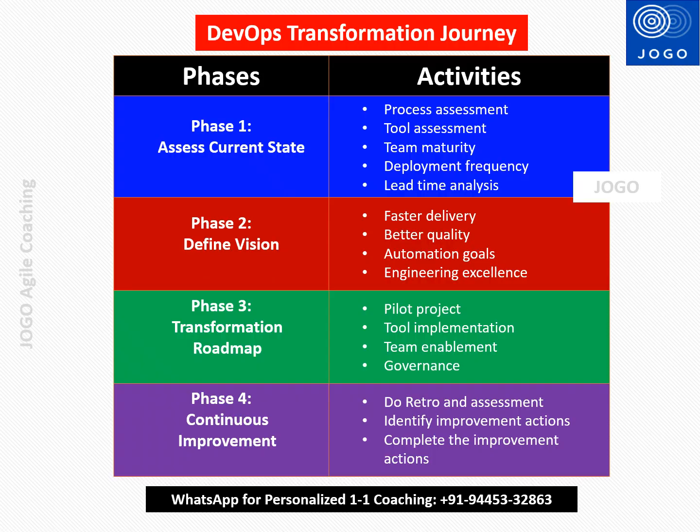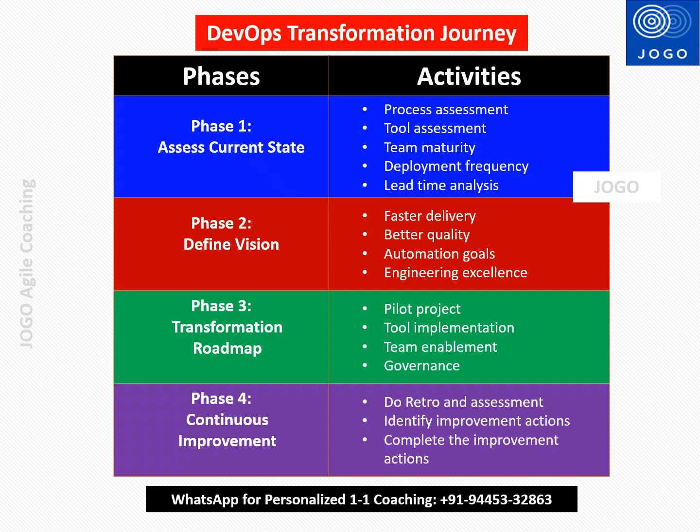Then we will enable the team. We will provide training to the teams on how to use the tools and what tools should be used in what phases of the DevOps lifecycle. Then we will have the governance. For example, if you want approval for your deployment, who will be approving, how to do the code review, who should approve the code. All those governance models we will define and execute. So this is the third phase of the DevOps transformation journey.